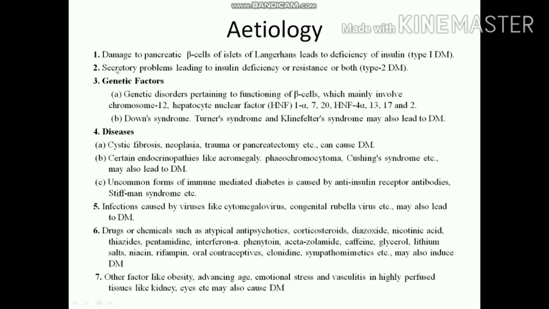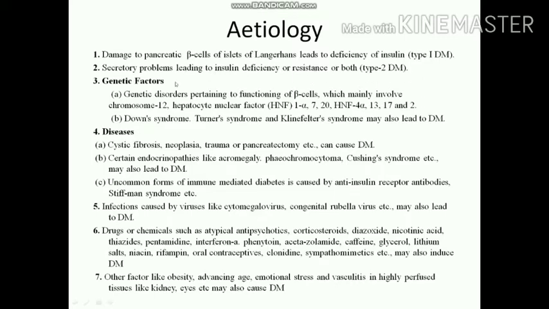Next is secretory problems leading to insulin deficiency or resistance or both, type 2 DM. Secretory problem means the beta cells are unable to secrete, or are secreting less insulin, and due to this insulin deficiency occurs. Or the body is not utilizing the insulin which is produced, and that leads to resistance, or both insulin deficiency and resistance occur in type 2 diabetes mellitus.